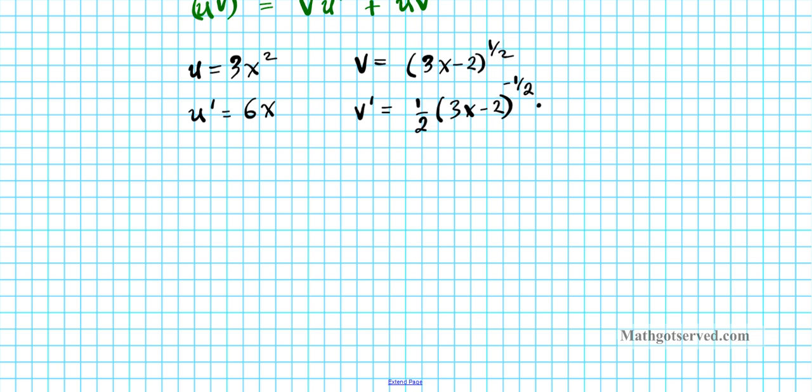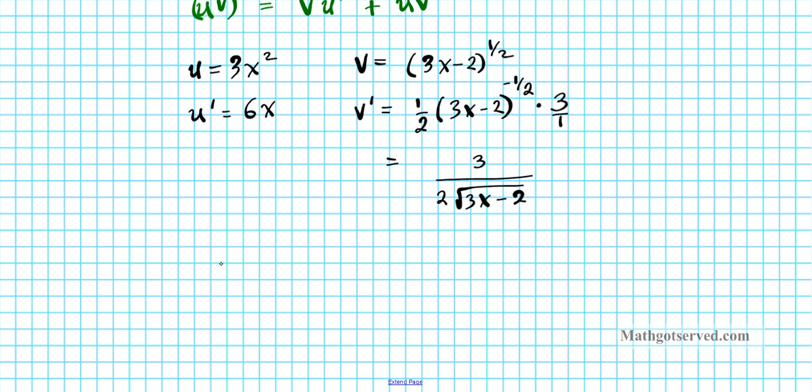We just differentiated the outer function. Now let's differentiate the inner function, which is a linear function, 3x minus 2. So the derivative of 3x minus 2 is simply 3. All right. So let's rewrite v prime. We can rewrite this as, this is 3 over 1, so 3 goes in the numerator over 2 times the square root of 3x minus 2.